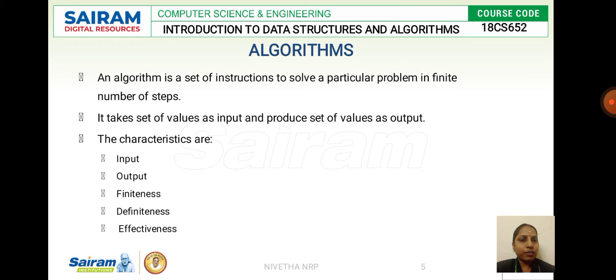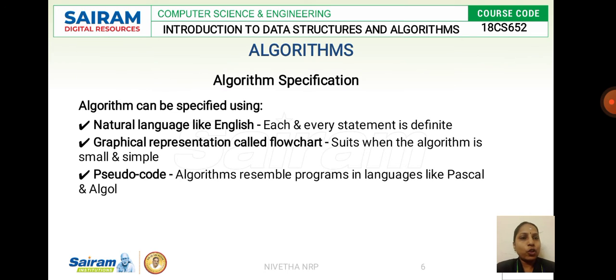It is nothing but a set of instructions to solve a particular task, defined to obtain a finite solution in a finite number of steps. Here we give an input, and with the help of the algorithm, that is the step-by-step sequence given by the user, it produces some sort of output. We have a few characteristics in the algorithm. First is input, then we have the output, then finiteness, then definiteness, and effectiveness. These are the characteristics which determine the efficiency of an algorithm.